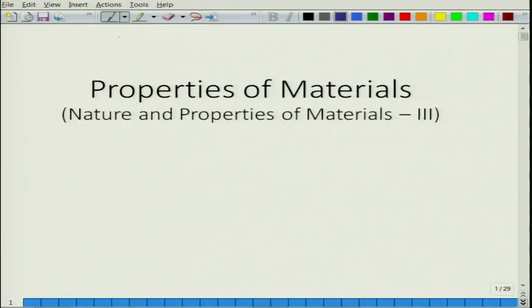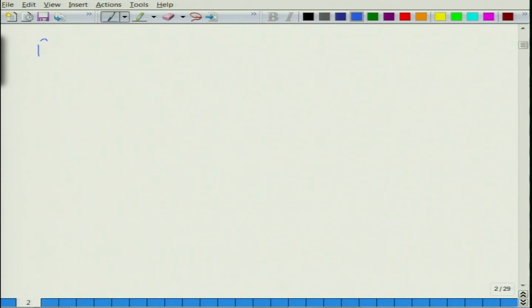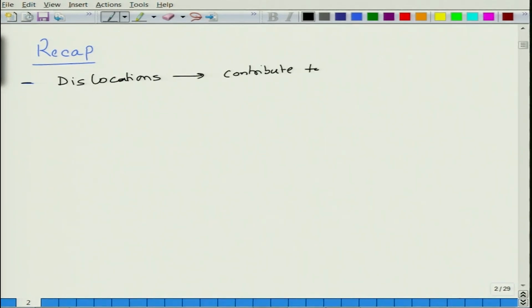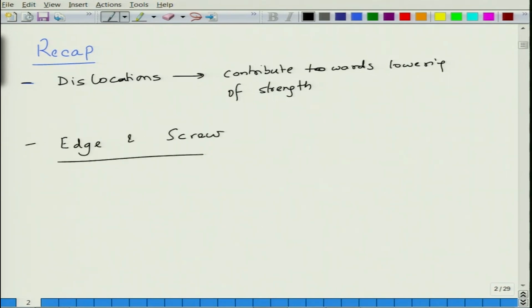So, welcome again to the new lecture of the course Properties of Materials. Let us briefly recap what we did in the last lecture. In the last lecture we basically introduced the topic of dislocations. We mentioned that dislocations are the ones which contribute towards lowering of strength, okay. And then we briefly started looking at dislocations. Dislocations are of two types, edge and screw dislocations, and we were looking at their characteristics.